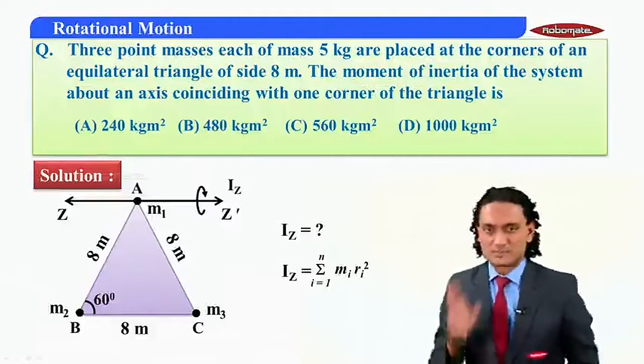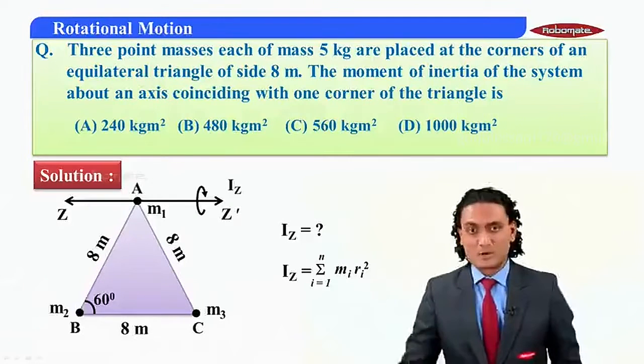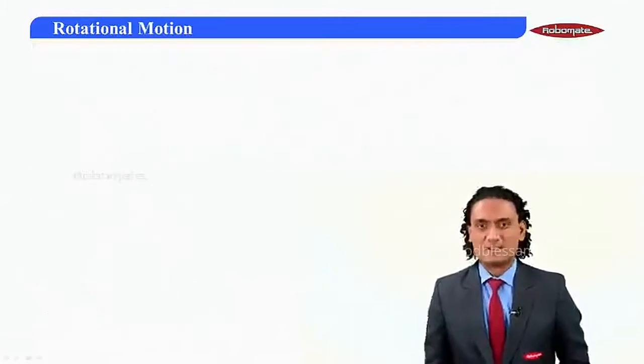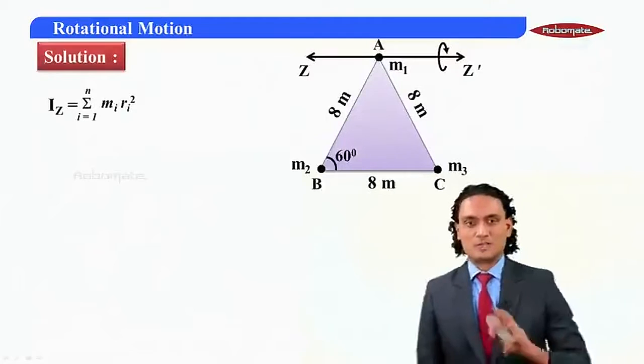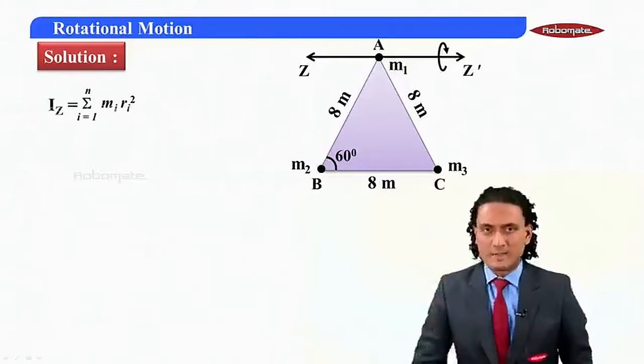So students, the question has been identified and beautifully set up. Can we go and execute and evaluate it? Fine, let us move on to the execution. First, see the formula: Iz is the summation from i equals 1 to n of m_i r_i squared.